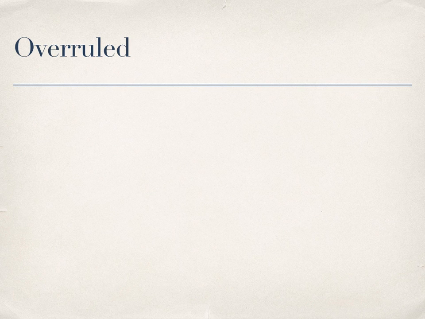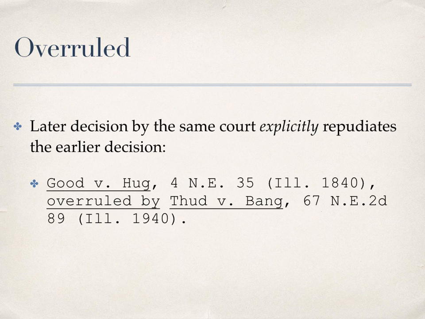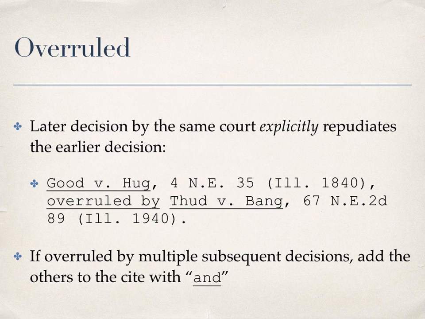First, let's talk about overruled cases. An overruled case is where a later decision by the same court explicitly repudiates or denies an earlier decision. In this example, I wanted to cite the case Good v. Hug. It was a case decided in Illinois in 1840. Subsequent to that, in 1940, Thud v. Bang overruled the law in Good v. Hug. I introduce it with overruled by. If overruled by multiple subsequent decisions, you'll have to add others to the cite with an and.